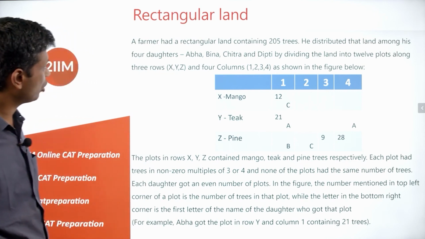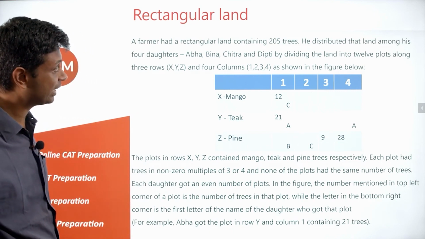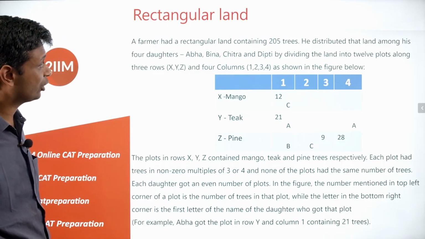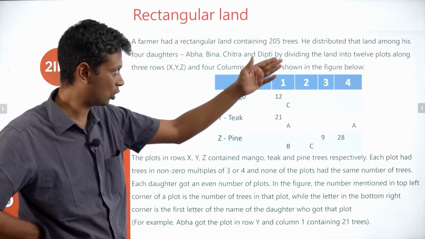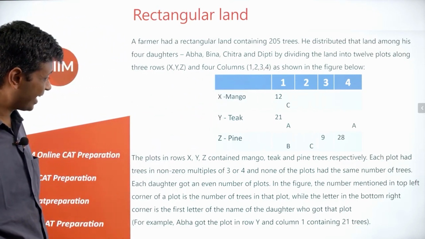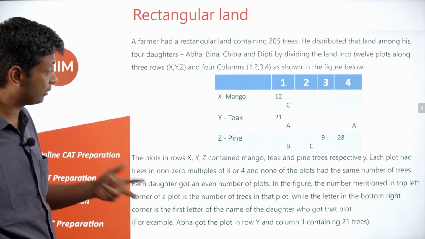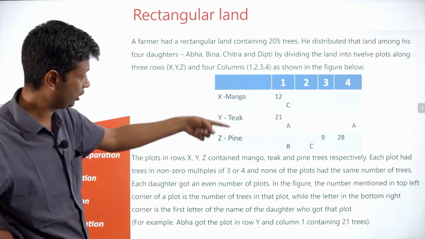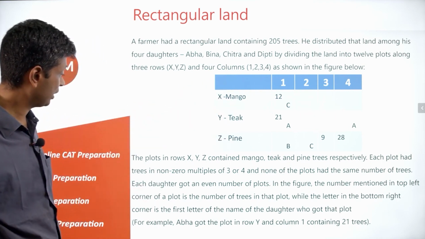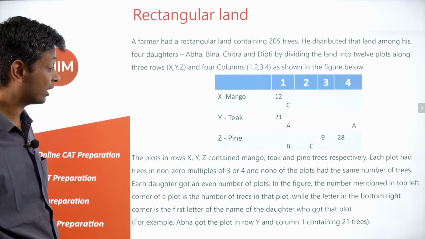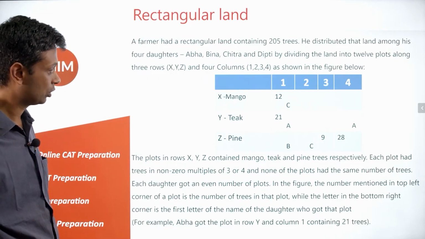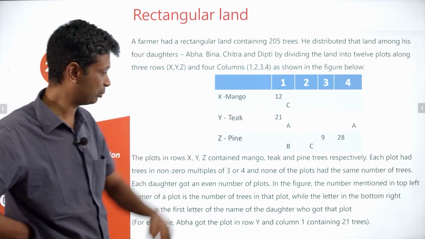He distributed that land among his 4 daughters, A, B, C, and D, by dividing the land into 12 plots along 3 rows and 4 columns. The plots in rows X, Y, and Z contain mango, teak, and pine, respectively. Each plot had trees in non-zero multiples of 3 or 4, and none of the plots had the same number of trees. Lovely. So it's 12, 21, 28, multiples of 3 or 4.